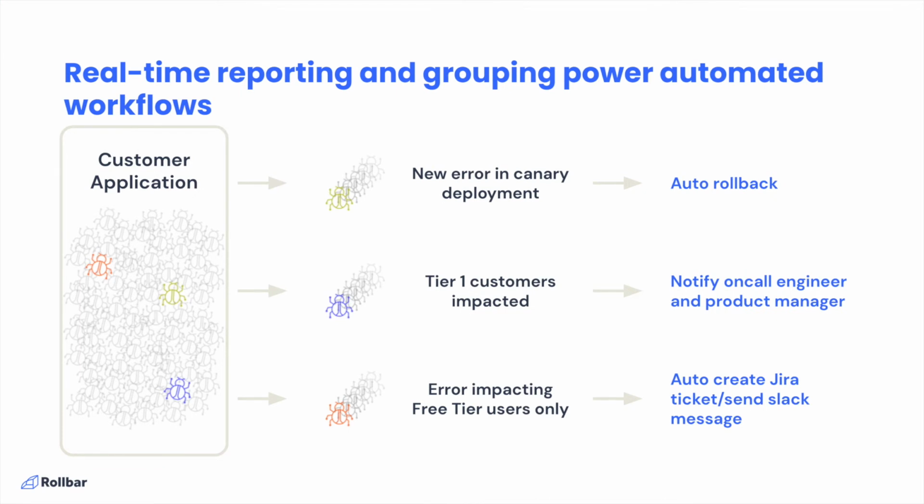All right, so one last slide on the grouping engine, and then we'll move on. This is just another glimpse into how this may help power those automated workflows. I believe I've used this slide in another one of my videos, but here you can see that, using the extra grouping that we have, there may be information in here that tells us this is a new error specific to a canary deployment. So that may trigger an auto rollback.